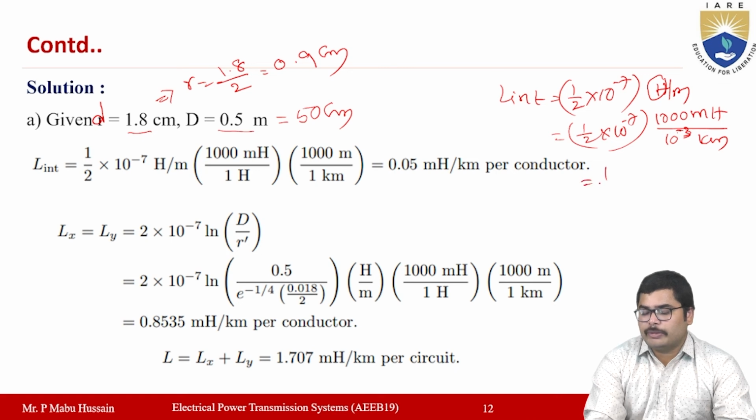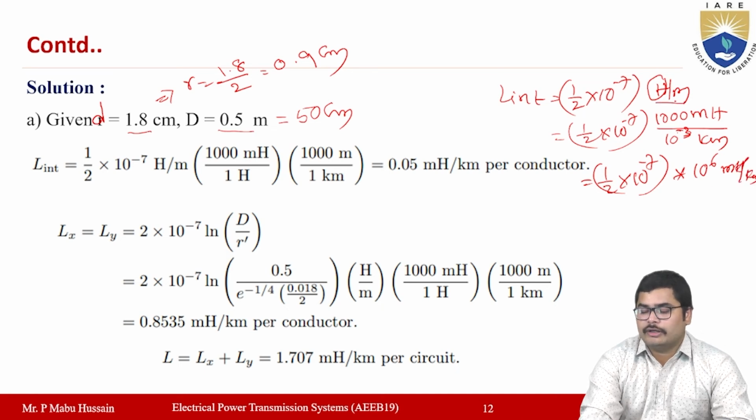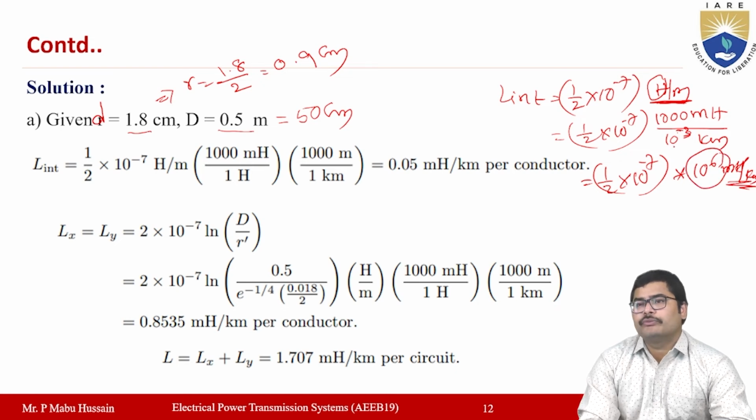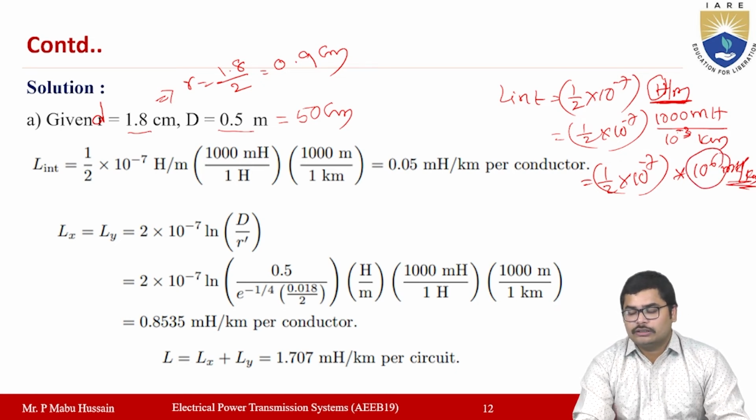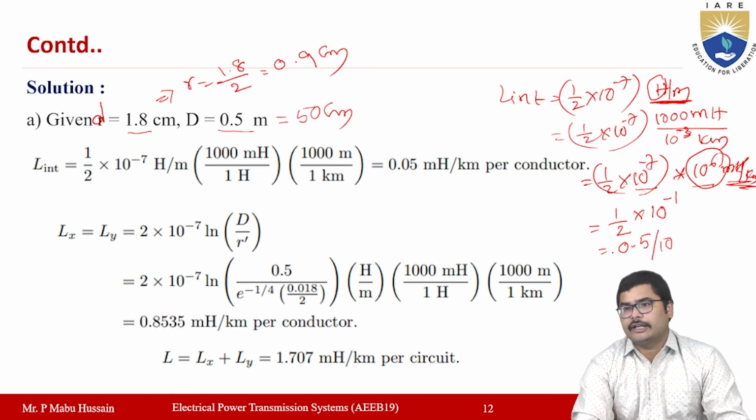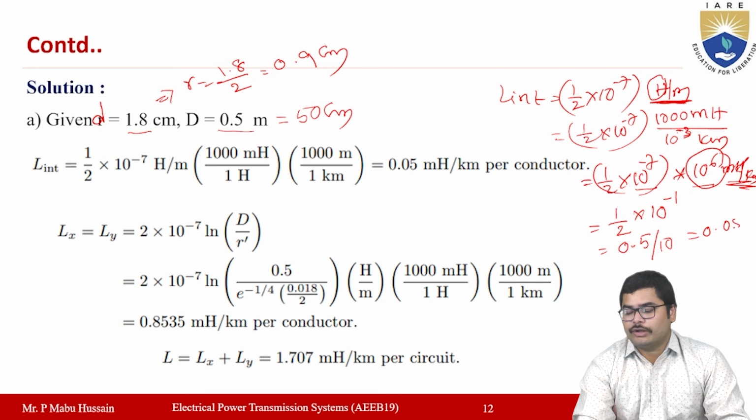Which is nothing but 1 by 2 into 10 power minus 7 into 10 power 6 millihenries per kilometer. So for converting henries per meter into millihenries per kilometer, you just have to multiply with 10 power 6 only. Then this will be equal to 1 by 2 into 10 power minus 7 into 10 power 6, so you will get 10 power minus 1 here. This 1 by 2 is 0.5, and 0.5 times 10 power minus 1 is nothing but dividing by 10. So this value will be 0.05 millihenries per kilometer.